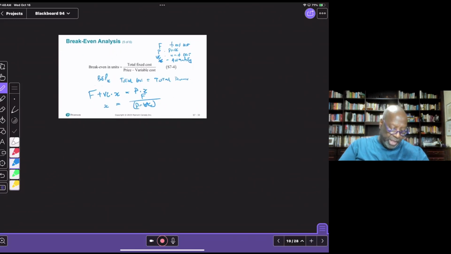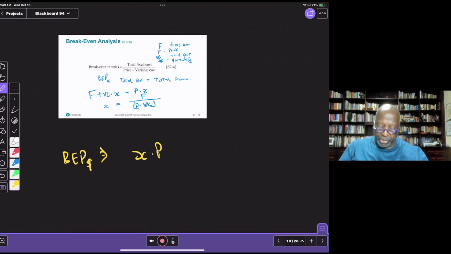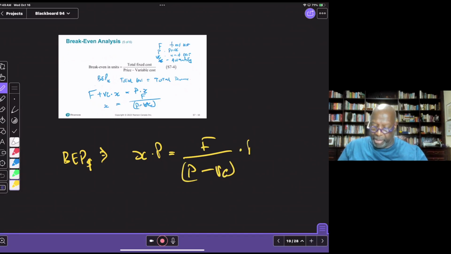So your break-even point in dollars, so BEP dollars, is X times P, right? So we know that the break-even point is F divided by P minus VC. So we must also multiply this by P as well. We're multiplying both sides by P. If we multiply both sides by P, we could bring the P below here as a denominator to P minus VC. It will look something like this.